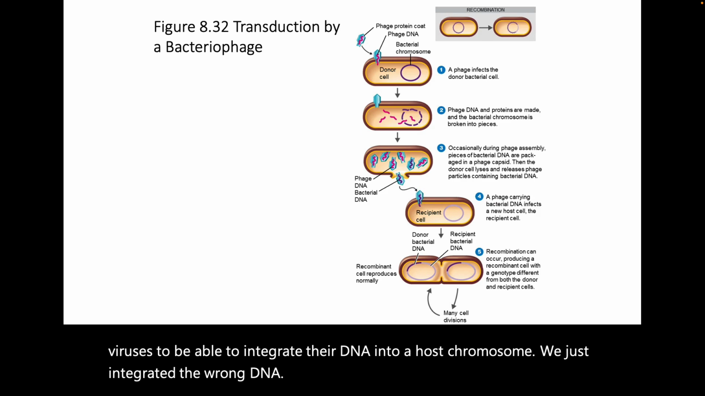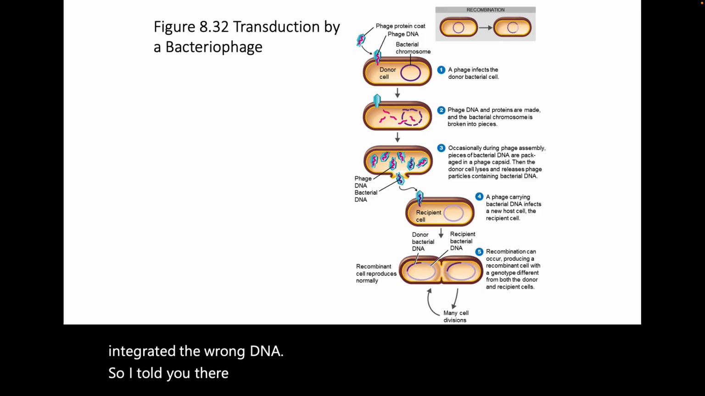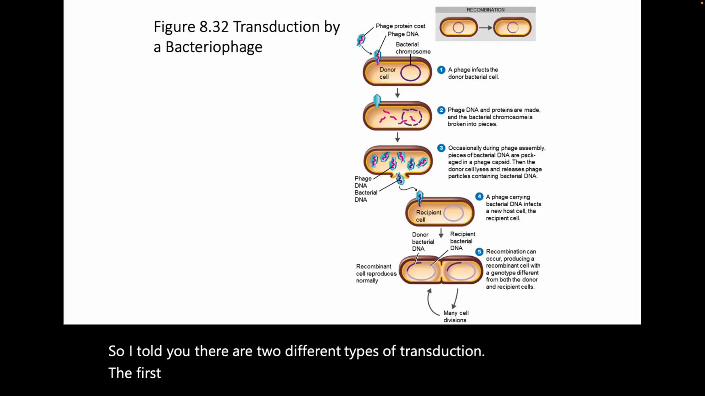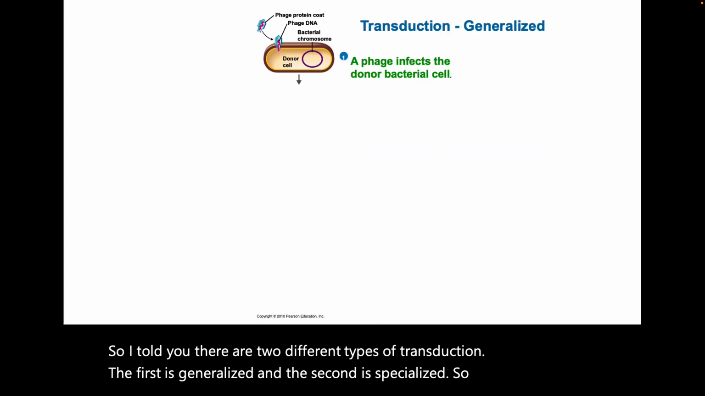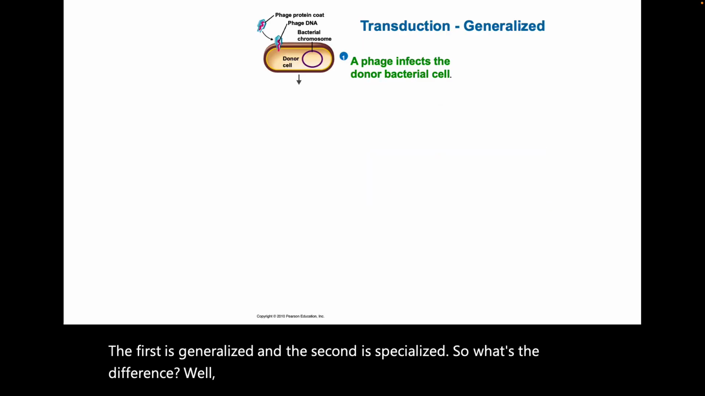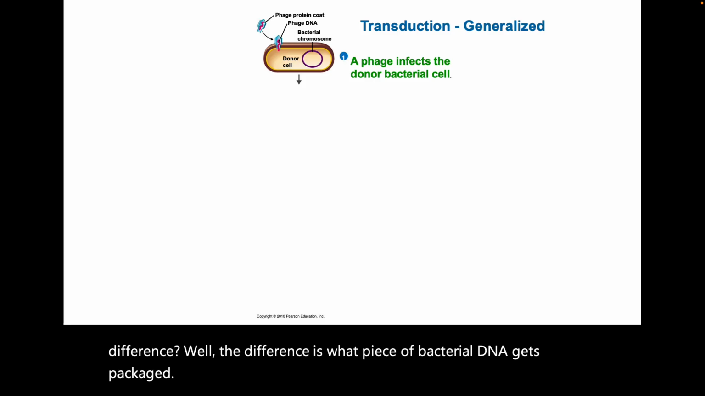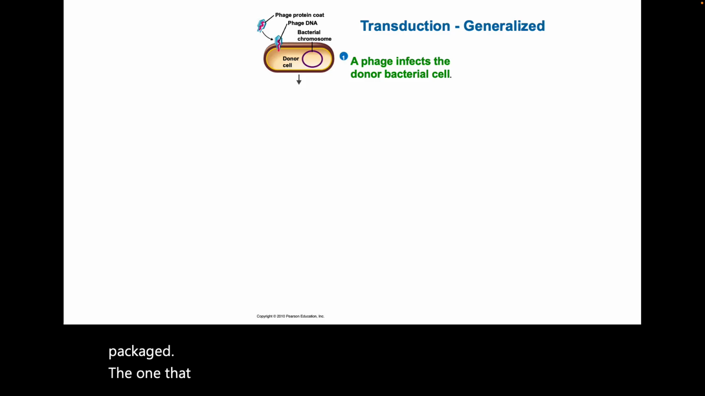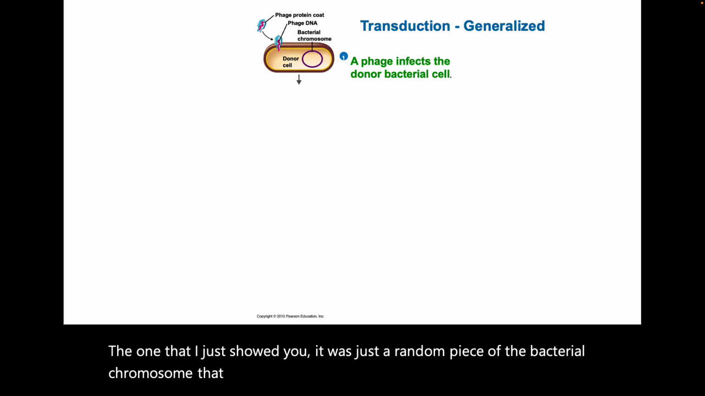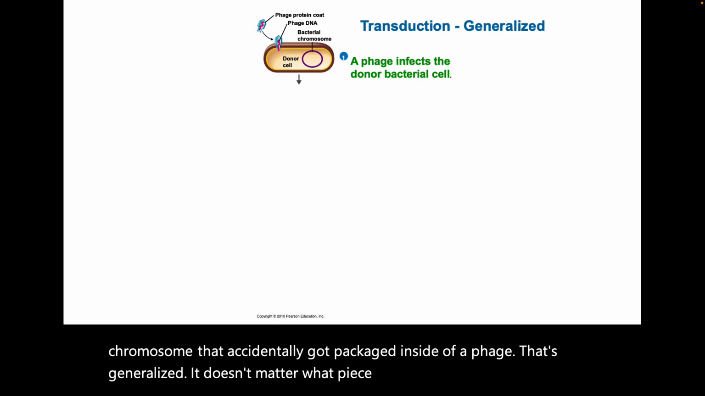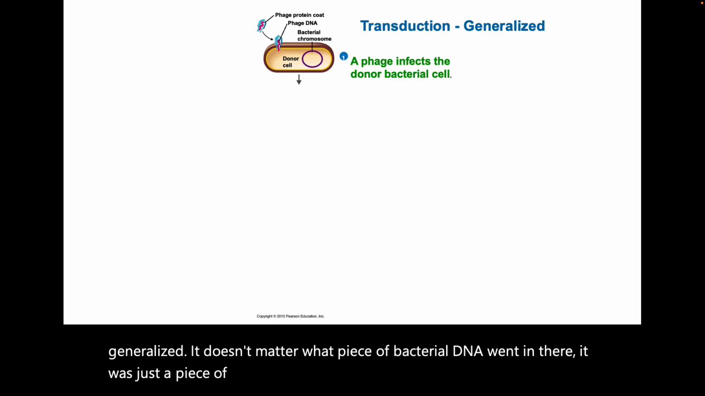So I told you there are 2 different types of transduction. The first is generalized and the second is specialized. So what's the difference? Well, the difference is what piece of bacterial DNA gets packaged. The one that I just showed you, it was just a random piece of the bacterial chromosome that accidentally got packaged inside of a phage. That's generalized. It doesn't matter what piece of bacterial DNA went in there. It was just random. It could have been anything from any part of the chromosome.